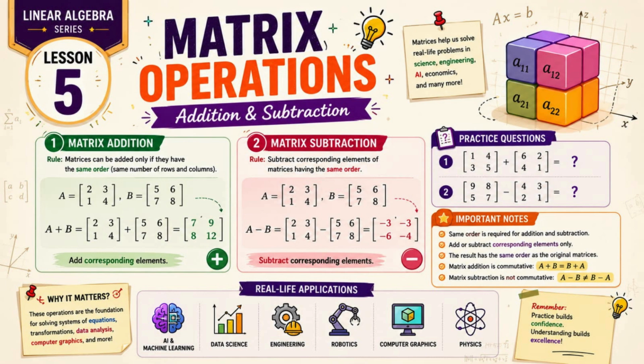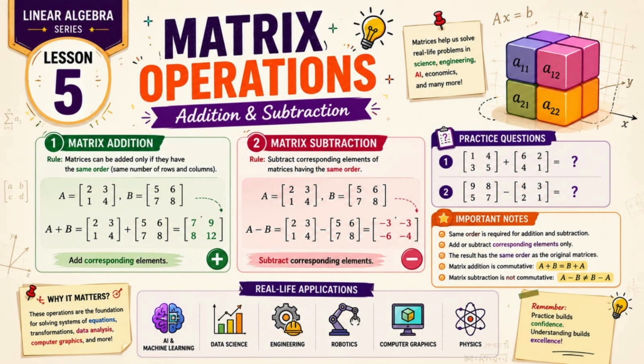Subtract each corresponding element. 2 minus 5 equals minus 3. 3 minus 6 equals minus 3. 1 minus 7 equals minus 6. 4 minus 8 equals minus 4. Therefore, A minus B equals minus 3, minus 3, minus 6, minus 4. Always pay close attention to negative signs when subtracting matrices.